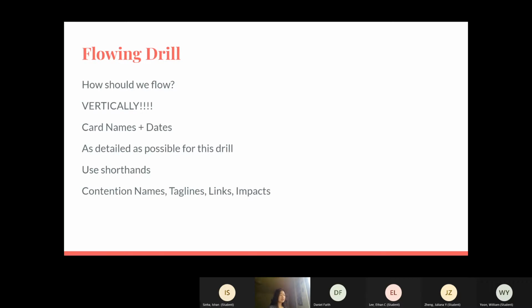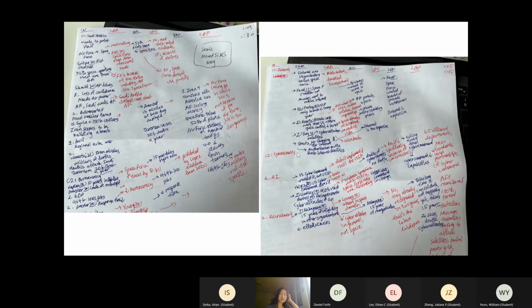So you want the contention names, the taglines, and then the links and the impact. So that's the very minimum that you need, right? The contention name, what their link is, like you might just write profits go down means innovation down, and then the impact, which is 10 million people die, right? So at the least, that's the very least you have to do, but generally the more detailed we can get, the better it is. So here's an example of my flow.